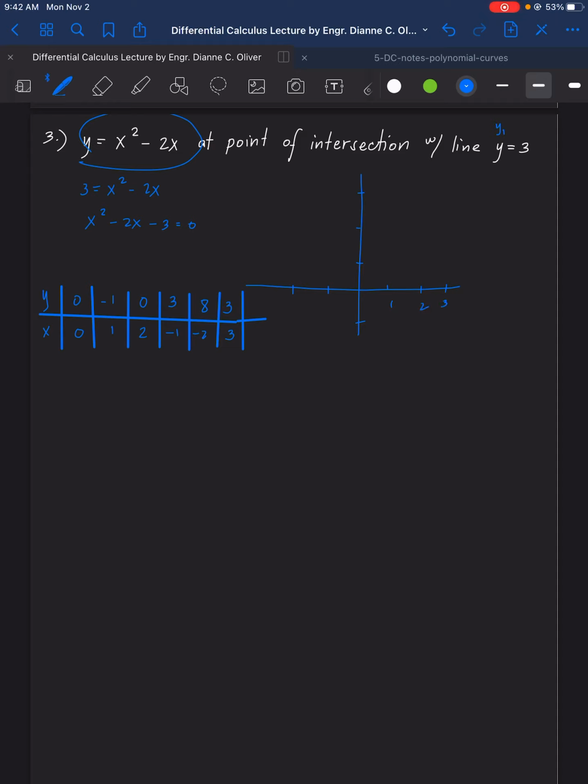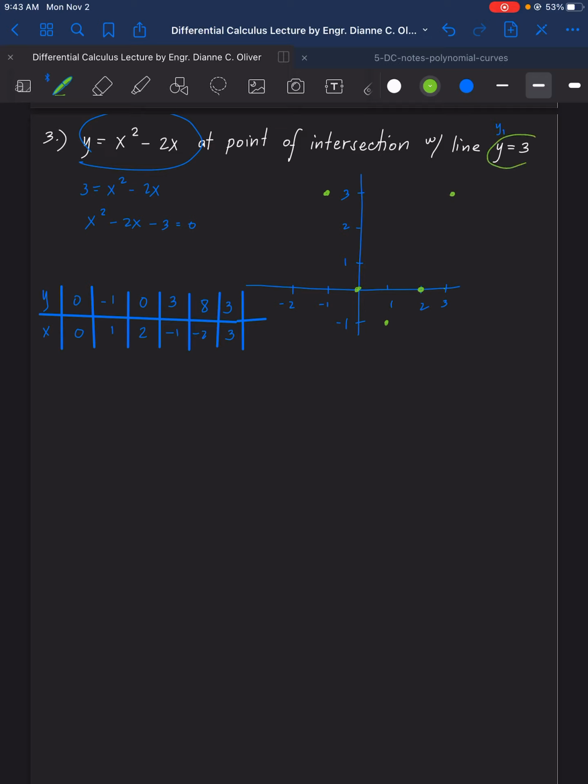So plotting here in our x and y coordinate, 1, 2, 3, negative 1, negative 2. So 0, 1, negative 1. So you have there y negative 1, then positive 1 here for the x. Then we have there 2, x is 2, y is 0. If x is negative 1, y is 3. If x is 3, y is 3.